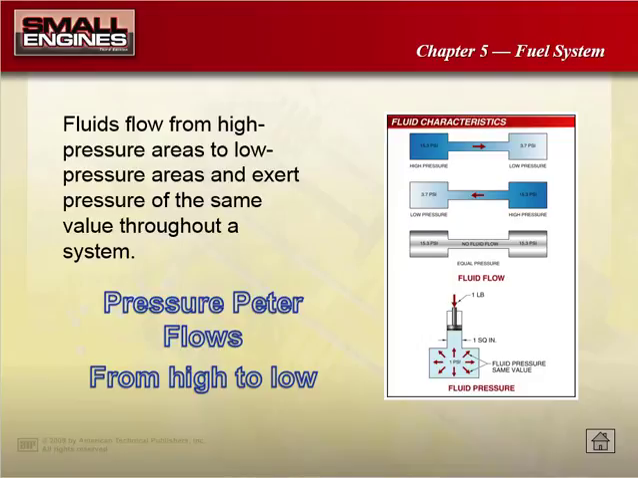And also, if I have the same pressure on both sides of my system, I would have no fluid flow at all. When I'm talking about fluid pressure, I'm talking about 1 pound of pressure per square inch, which is considered 1 psi.